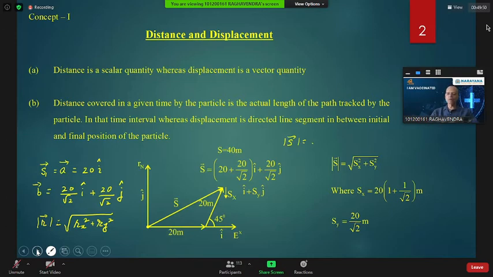Now, I have taken one example with a very standard problem. Suppose I have a particle. I have taken this frame of reference. You know that without frame of reference, you can't speak about a vector. I have taken x-axis towards east and y-axis towards north. Okay, beta. Now a particle had moved 20 meter towards east and then 20 meter, 45-degree north of east means northeast direction, and again it has moved 20 meter.